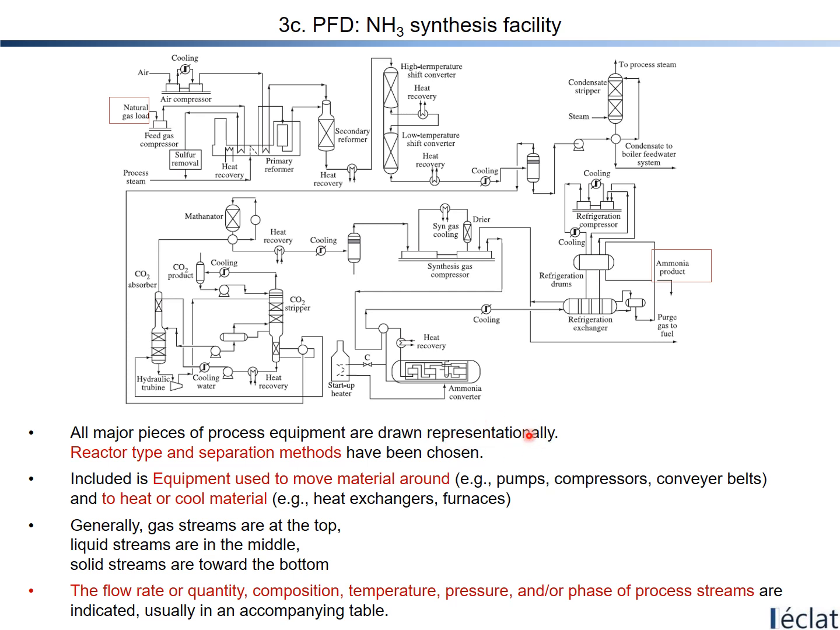Here is the ammonia converter as the reactor, and heat recovery, and the CO2 stripper, which is the separator, or something like that. Reactor type and separation methods have been chosen. Included is equipment used to move material around, that is to say, pumps, compressors, conveyor belts, and to heat or cool material, like heat exchangers and furnaces.